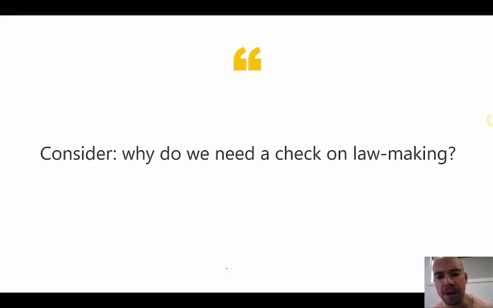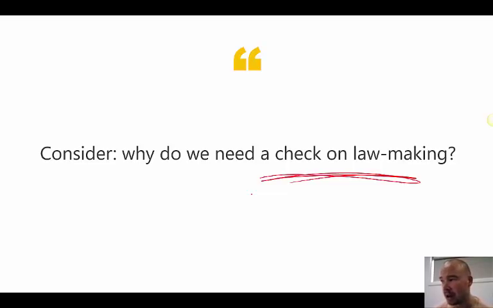So a quick question to consider, and why this dot point is important. Why do we need a check on lawmaking? Have a little think about that. Why do we need to put a check on Parliament? Hopefully the first thing that popped into your head is this idea that we do need some restrictions in place on Parliament to make sure that they essentially don't stuff us around.